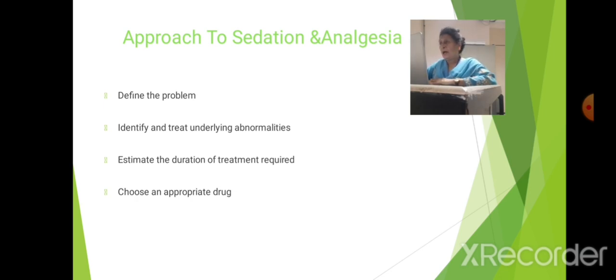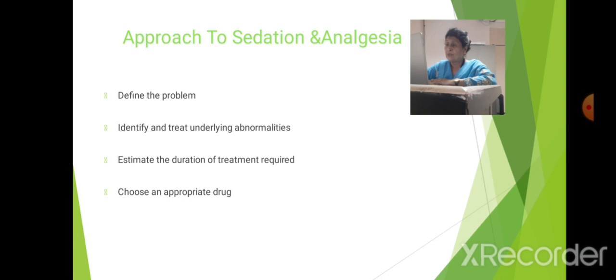Define the problem. Identify and treat underlying abnormalities. We should know thoroughly what problem the patient is facing. Does he really need the sedation that we are going to use? We should first treat the underlying abnormalities, such as in the case of myocardial infarction with pain. If we want to sedate a patient, we should also manage the coronary thromboembolism that has occurred, and hence we should treat it by using a thrombolytic agent. The underlying abnormality should not be neglected and should be given priority.